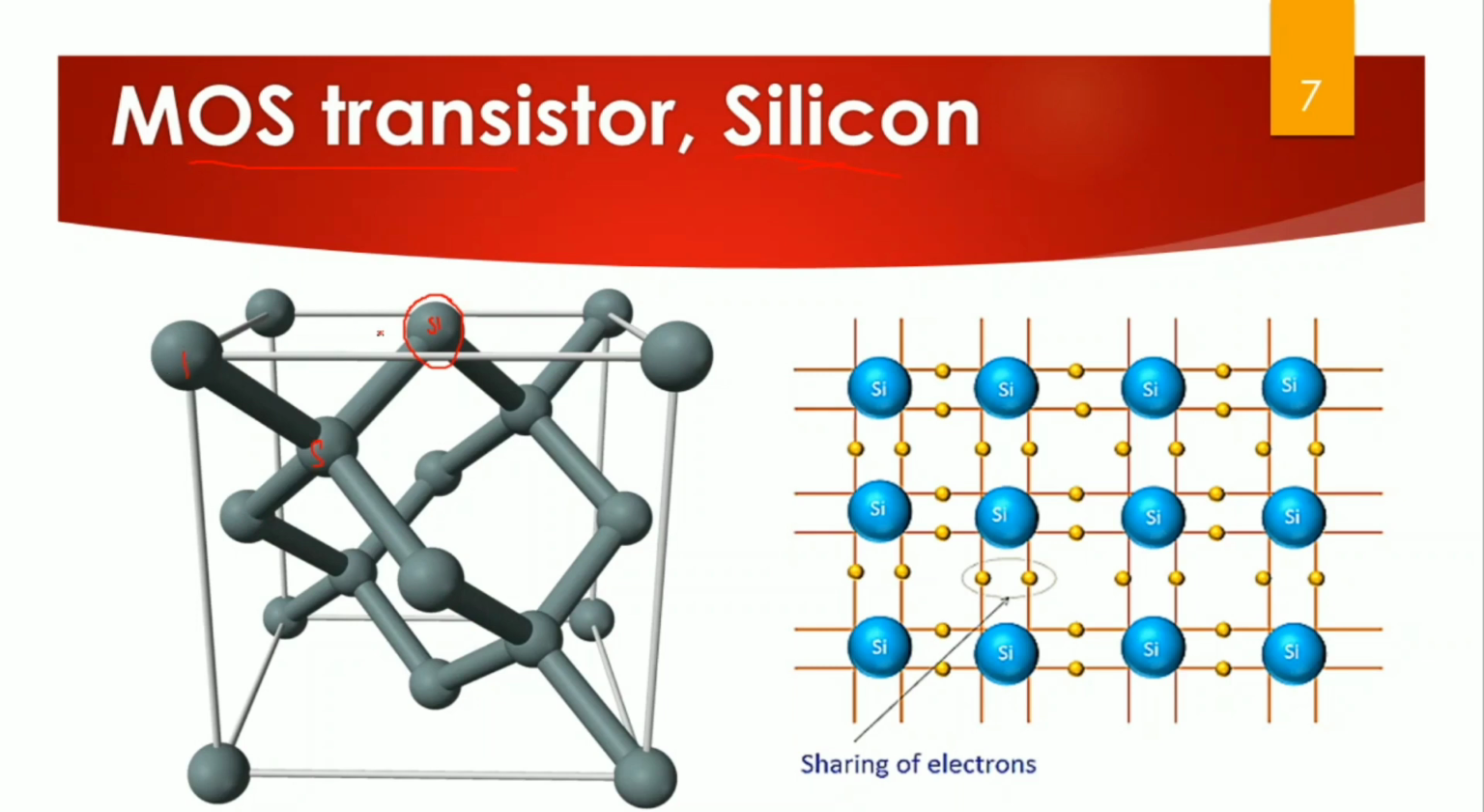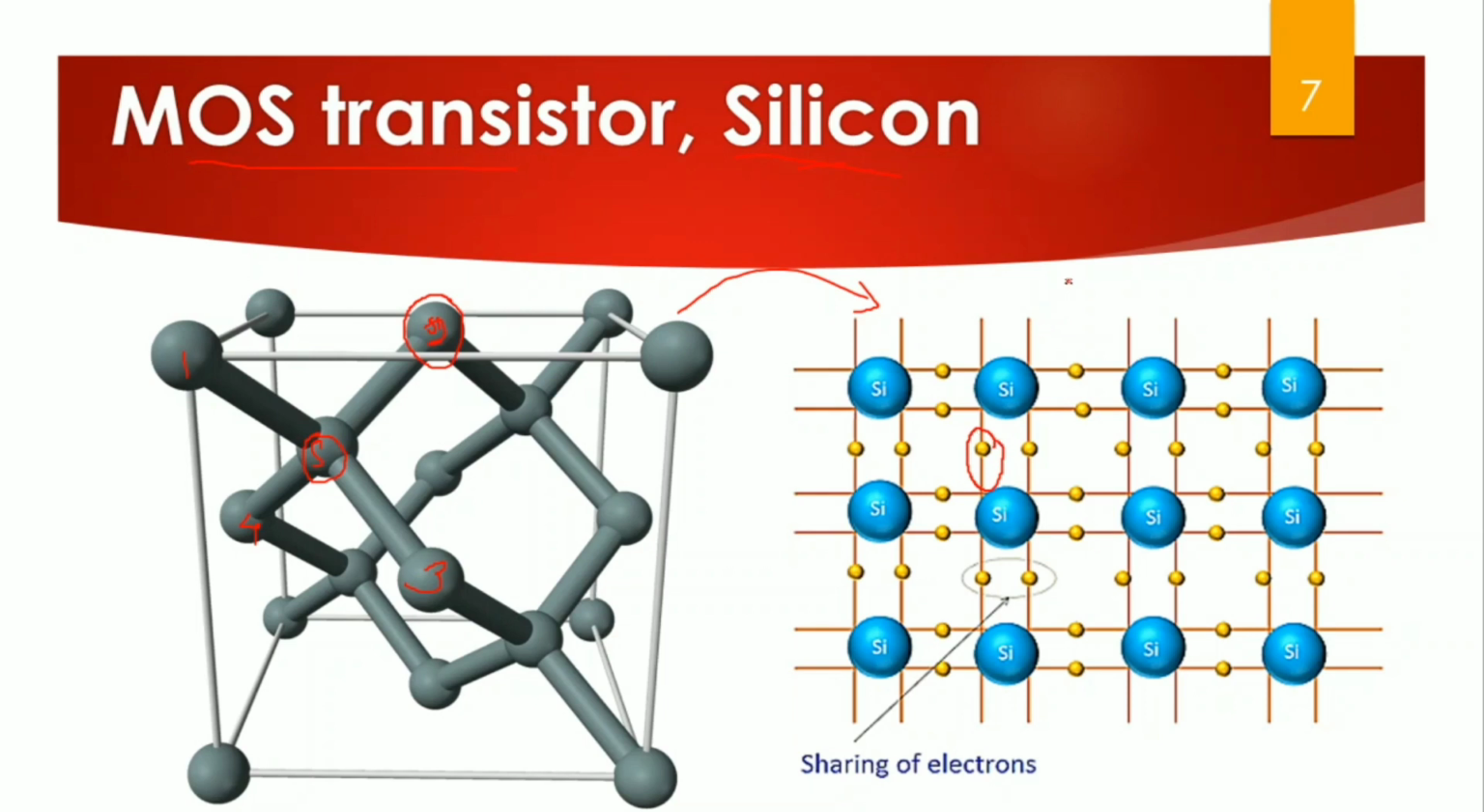You can see 1, 2, this is 3 and this is 4. So each silicon atom is connected with 4 neighboring atoms by sharing its electrons. This is a 3D model. If I go with a 2D model, this will be the structure. Silicon atoms share each electron with their neighboring atoms.